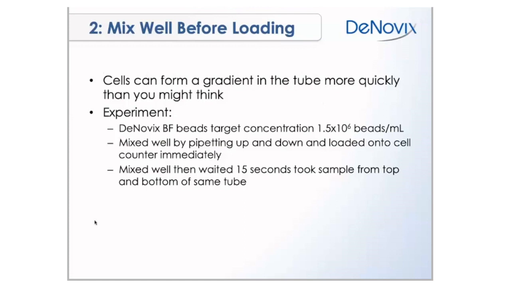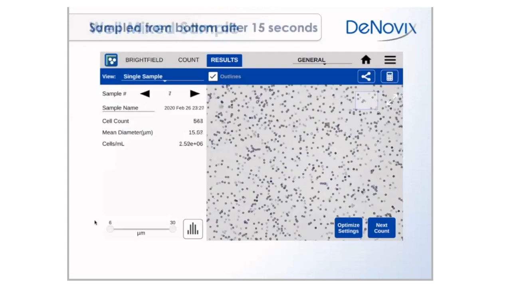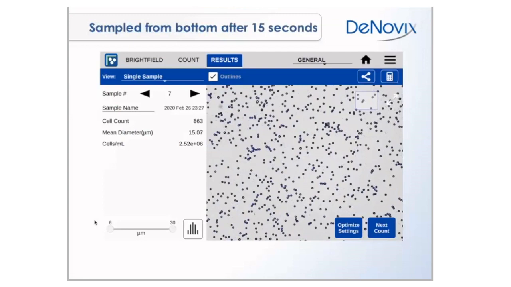And at least I previously would have thought that was fine to just go ahead and load my cells. But what I found was when you look at the well-mixed sample, you get about 1.5 million cells per mil, about at target concentration. When you have that same sample that's been mixed, and then you wait about 15 seconds, and then take something from near the bottom of the tube, the different people load from different areas of the tube, you go up to about 2.5 million cells per mil, just from a 15-second wait.